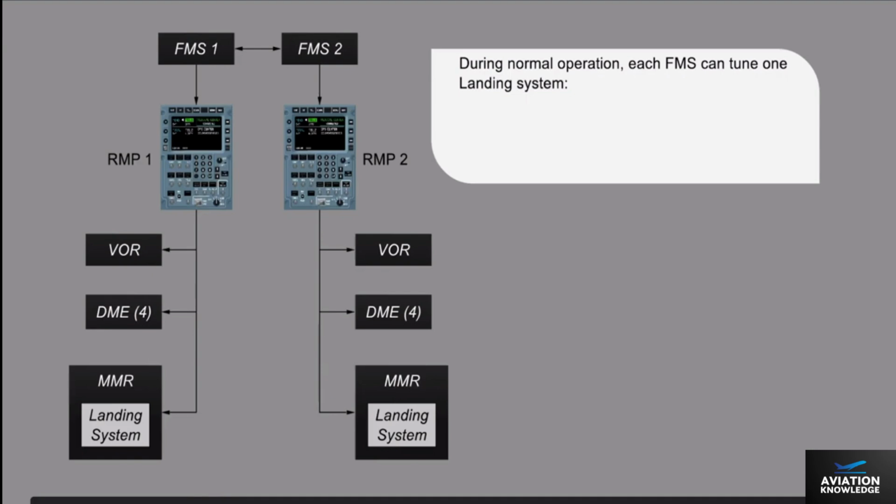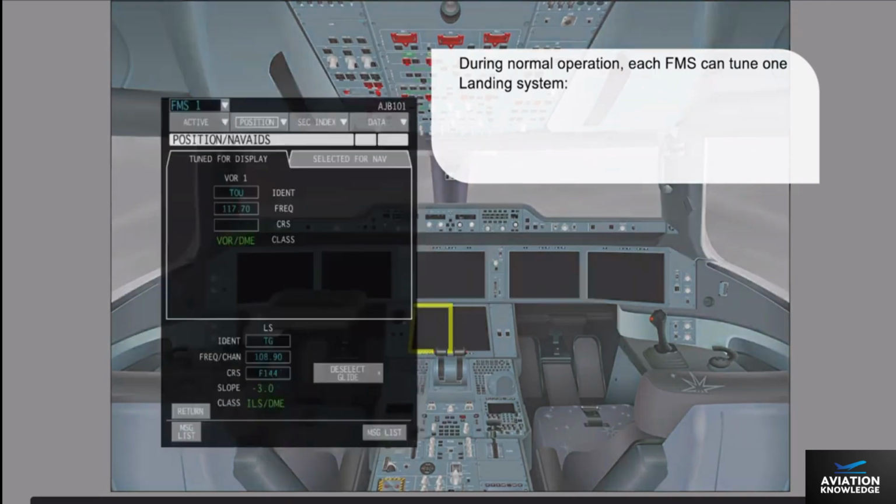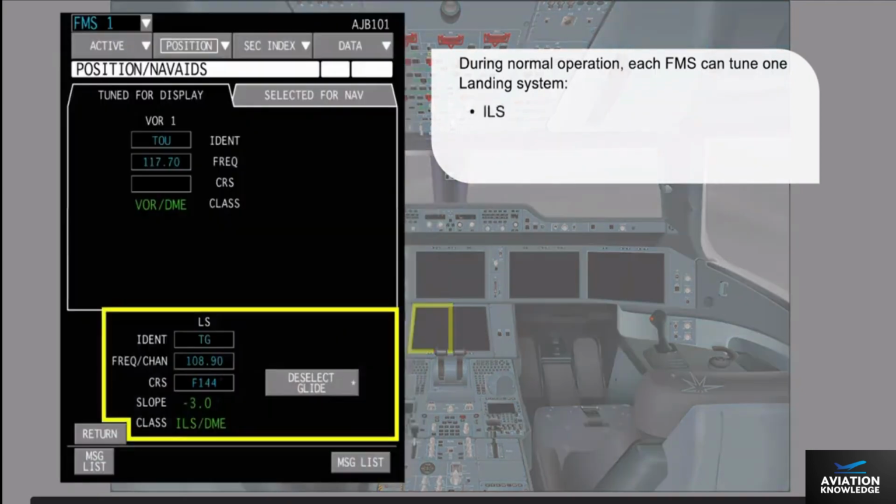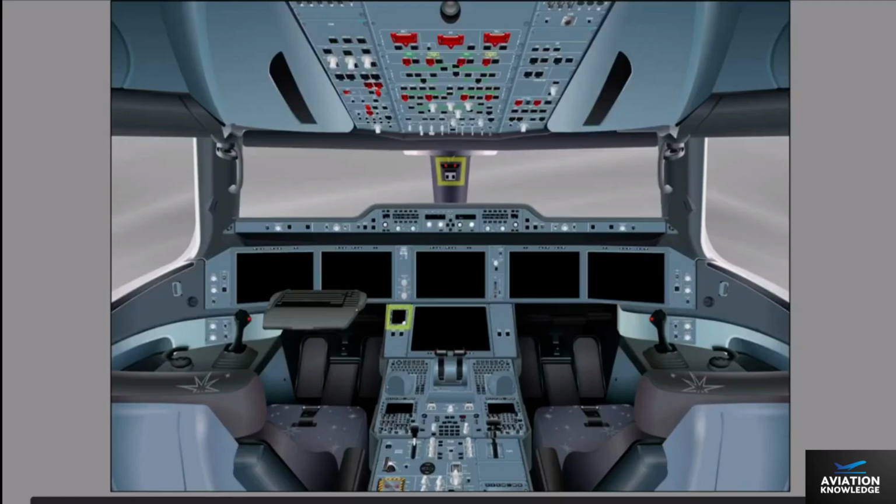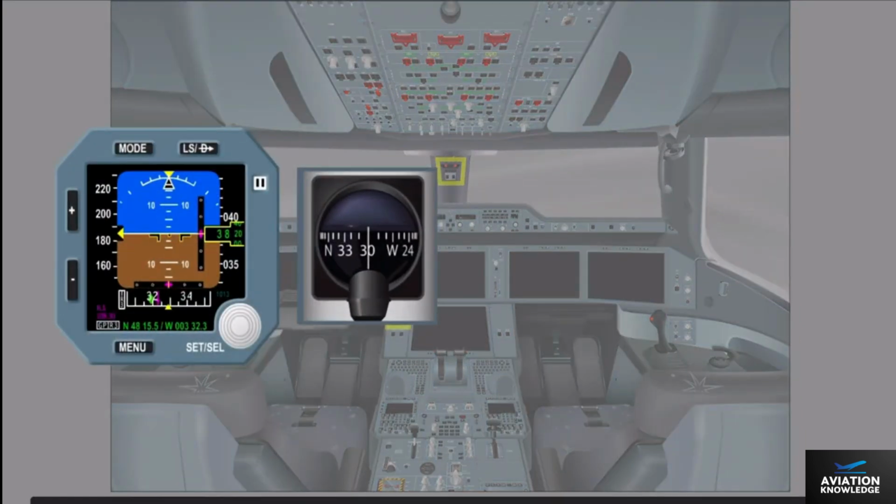During normal operation, each flight management system can tune one landing system: the Instrument Landing System, ILS, the GBAS Landing System, GLS, or the Satellite Landing System, SLS. The standby instruments include one Integrated Standby Instrument System, ISIS, and one standby compass.